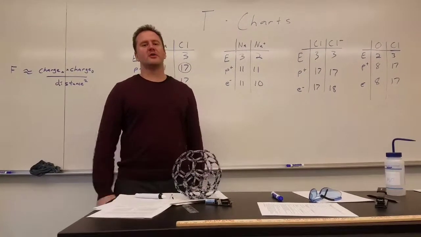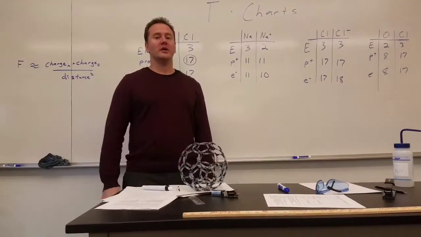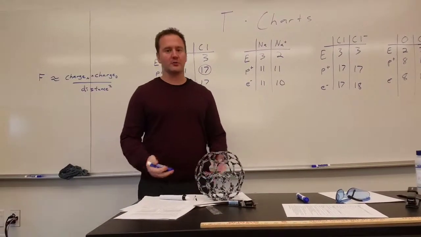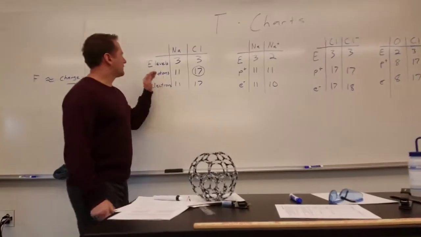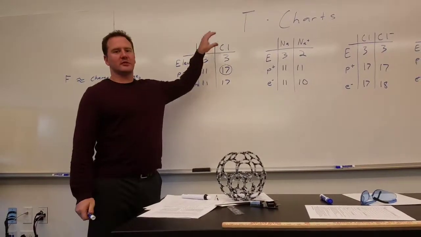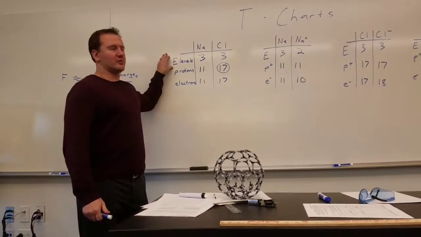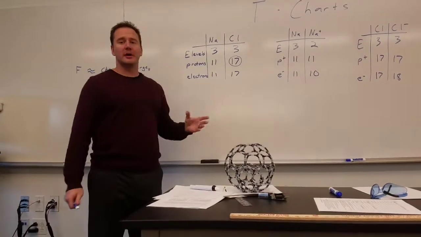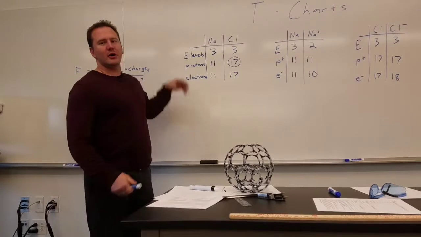In this video we're going to talk about T-charting. T-charting is a great way to provide evidence to back up a claim with respect to some periodic trend or property. What a T-chart does is you basically take the two things you're comparing and you look at the number of energy levels they have, the amount of protons they have, and the number of electrons, and you compare them. And we're going to assign a priority order to this.